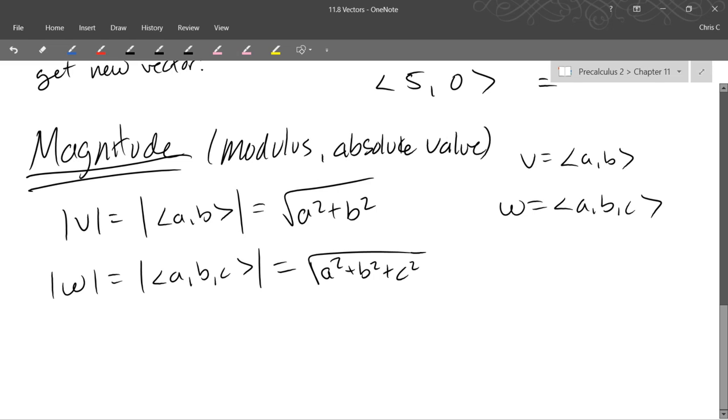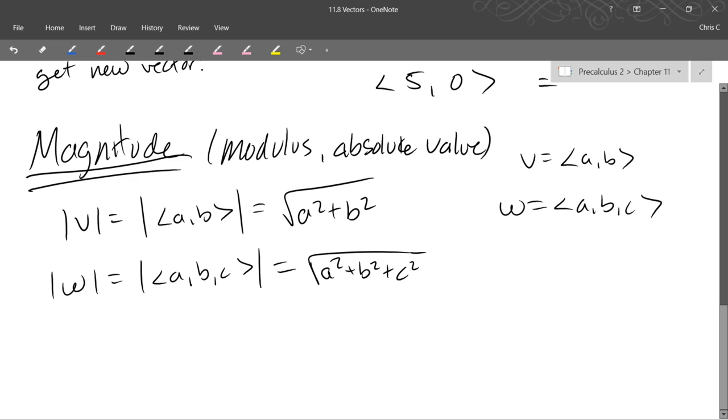And if we had higher dimensions, if we're in four dimensions, I'd square all four coordinates and add them up and then square root. If we had five coordinates, it would look the same with five. So however many dimensions we're in, you just keep adding that next coordinate squared.